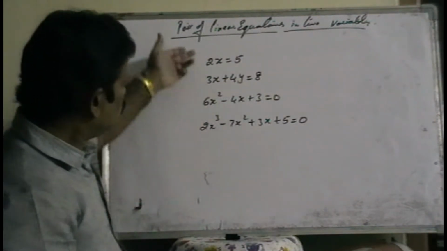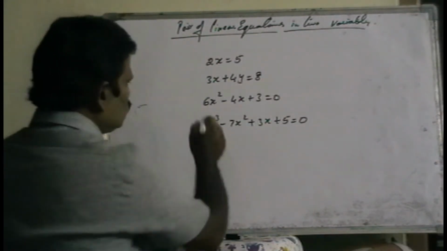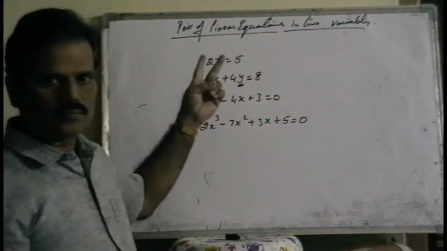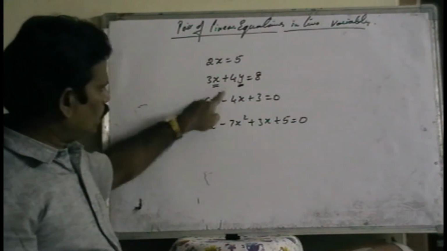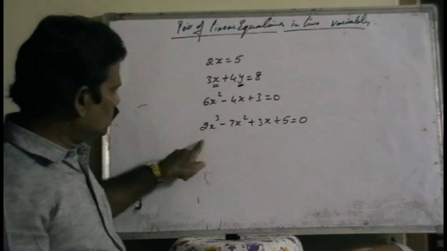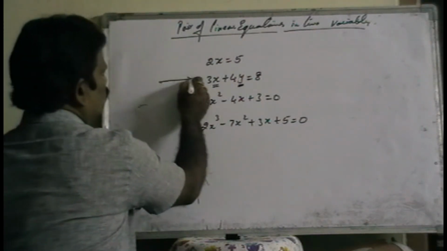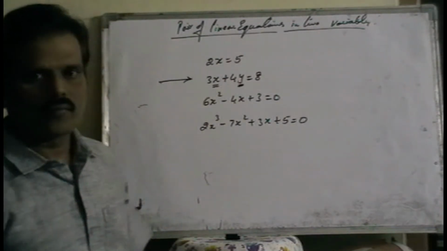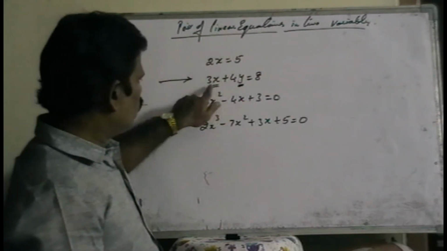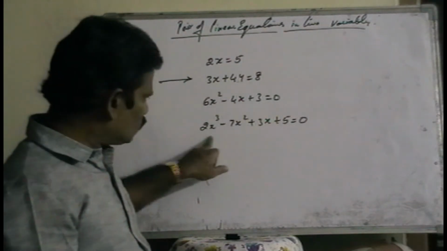That's all. Now here 3x plus 4y is equal to 8. So in this equation there are two variables, x and y. Here 6x square minus 4x plus 3 is equal to 0. But here only one variable, x only. In this equation also only one variable, x only. But in this second equation there are two variables, x and y. Right? So simple equation. Here two variables. Here it is single variable. It is also single variable.